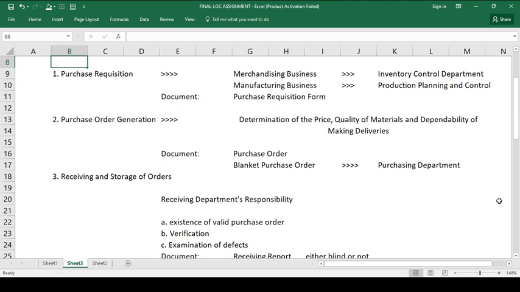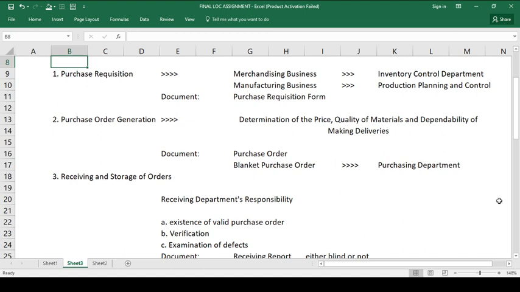Mag-iba po yun. Kailangan magkaiba for the purpose of internal control. Okay? Kasi pag magkaisa si purchase requisition, or si inventory control department at si purchasing department, may tendency that fraud will exist. Okay? There is tendency that fraud will exist. Okay? So we need to prevent that.